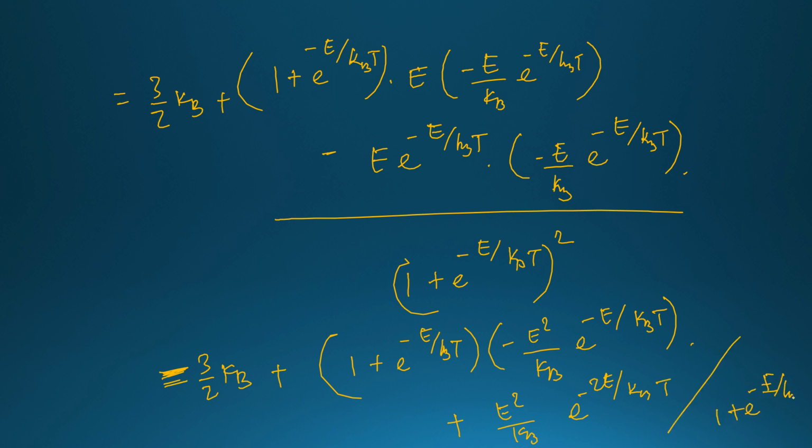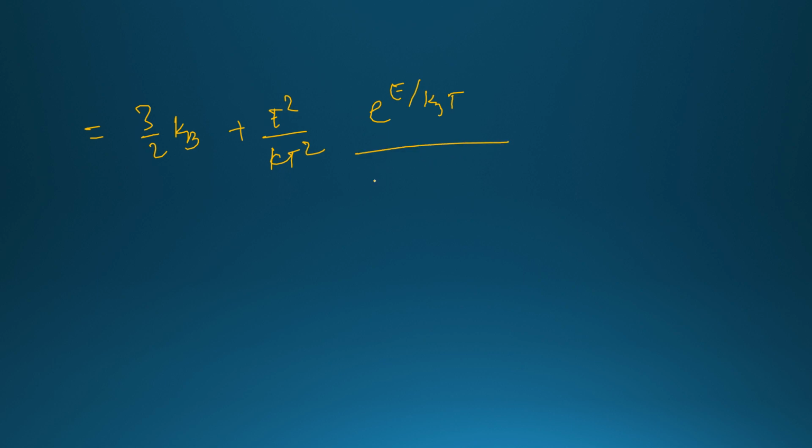So kind of a recalculation you have to do yourself. Okay, it's a bit tricky, this one. So the final expression will be 3 by 2 kB plus E square by kT square, e to the power E by kBT divided by (1 plus e to the power E by kBT) whole square. So that is the final expression for this one.